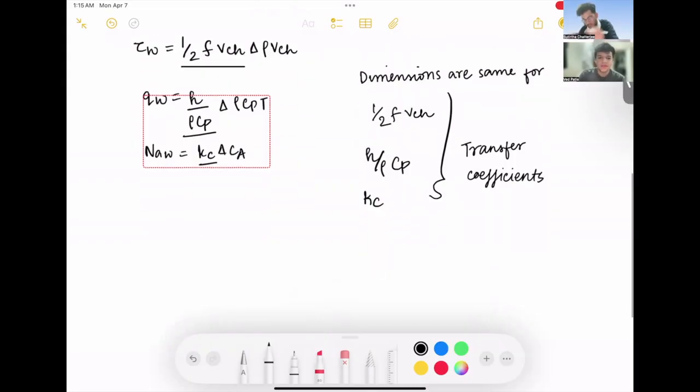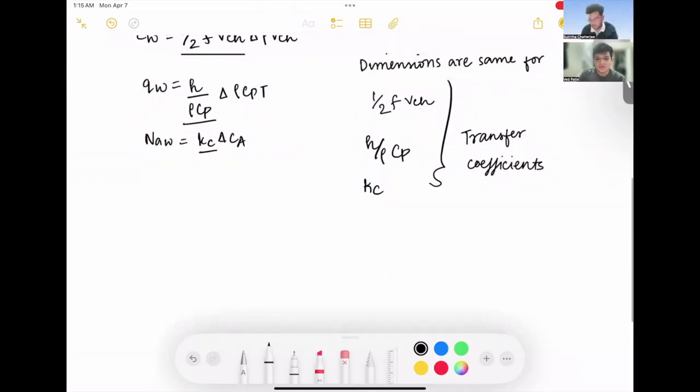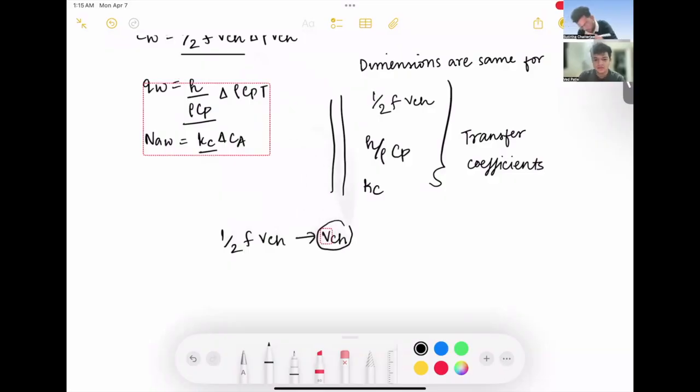Now we will write it separately. These are transfer coefficients. And for half f into VCH, we can directly write it as VCH, as half and f are dimensionless.